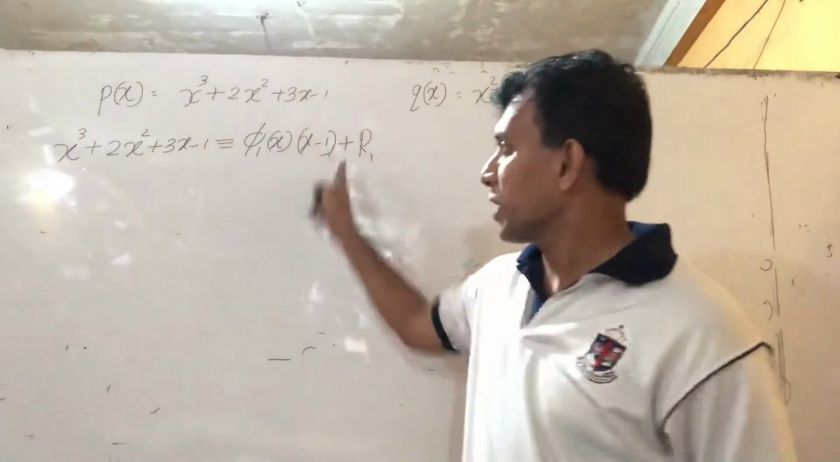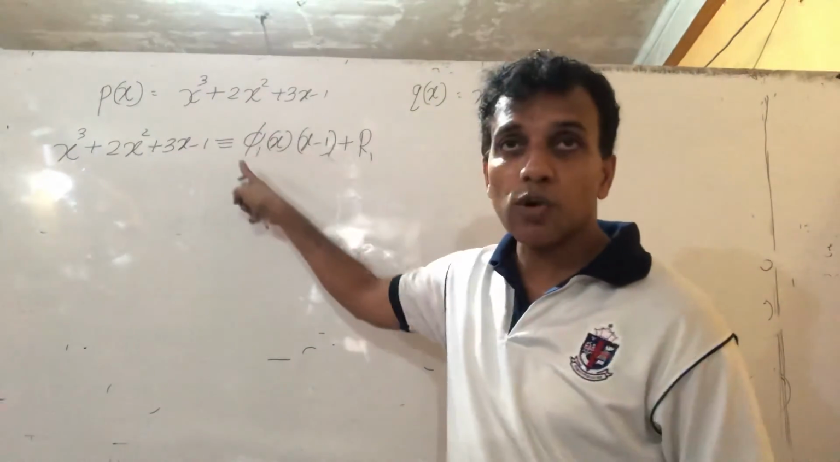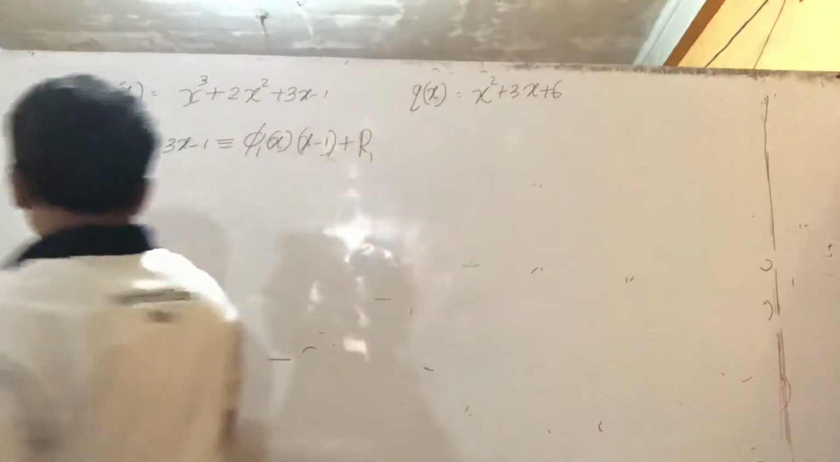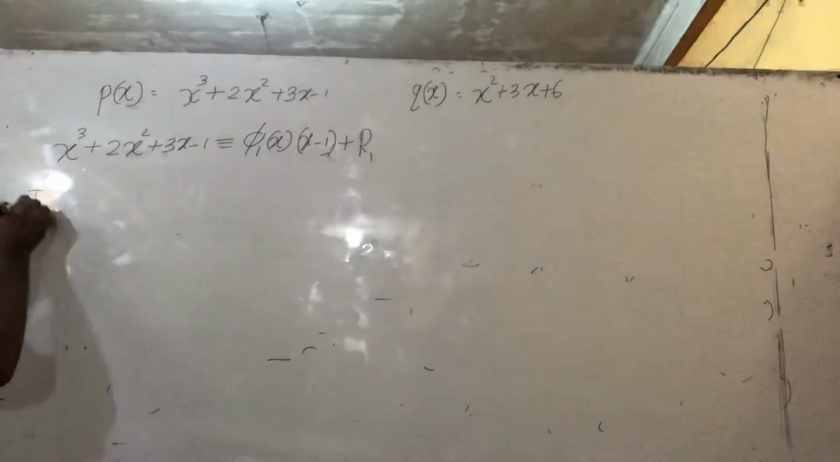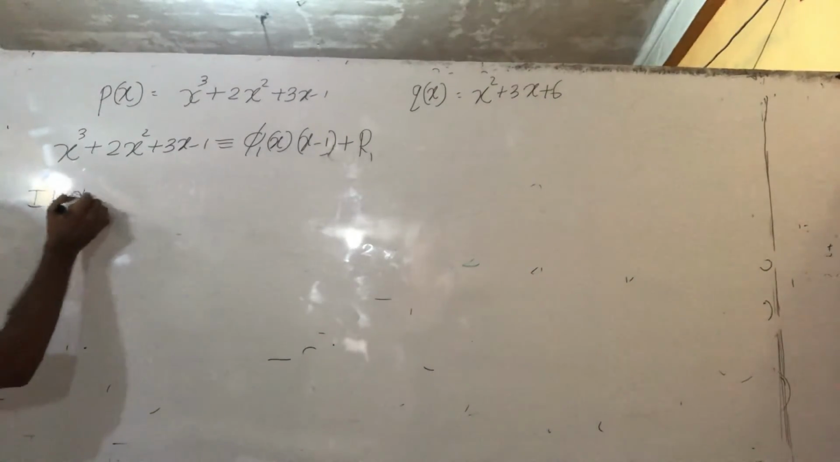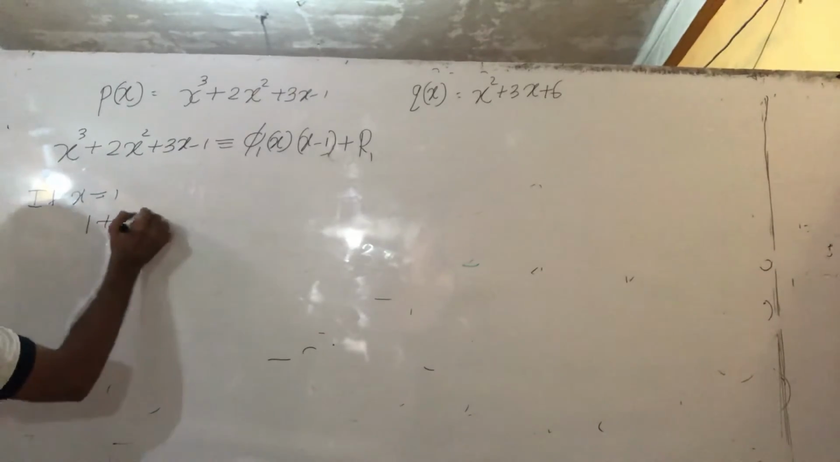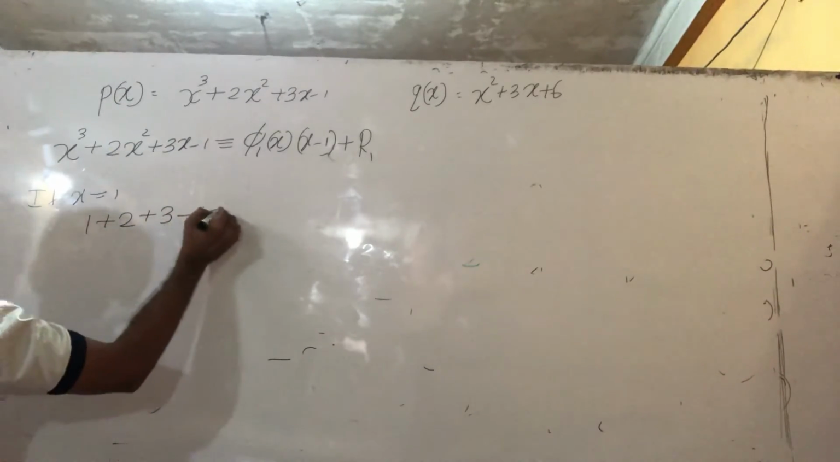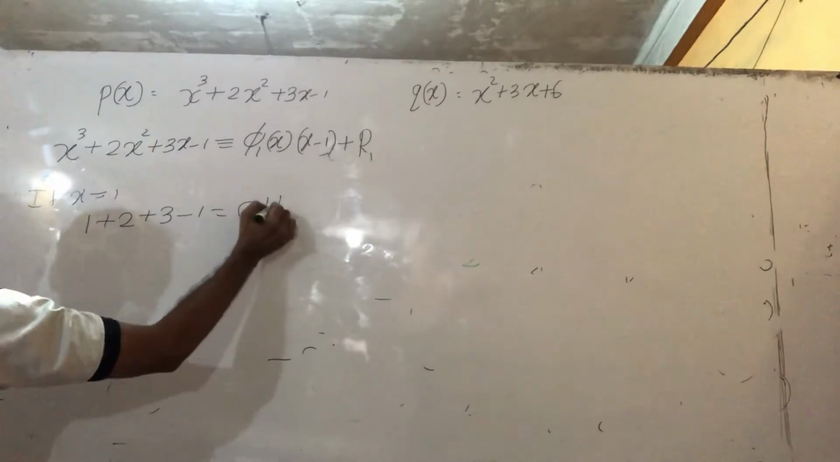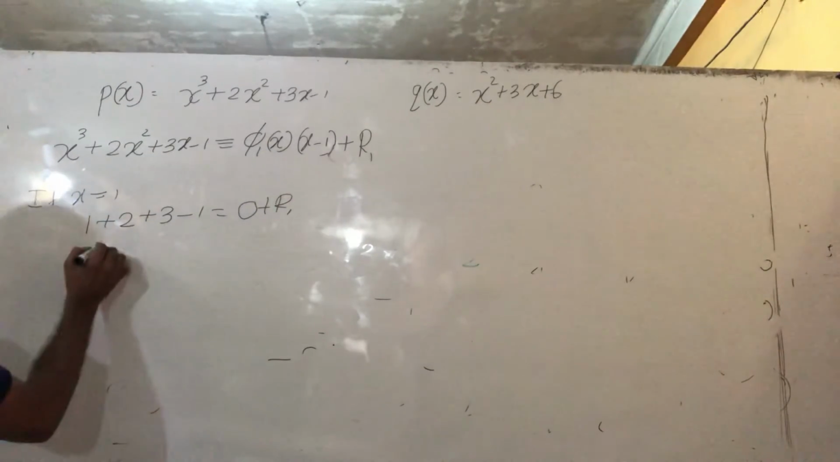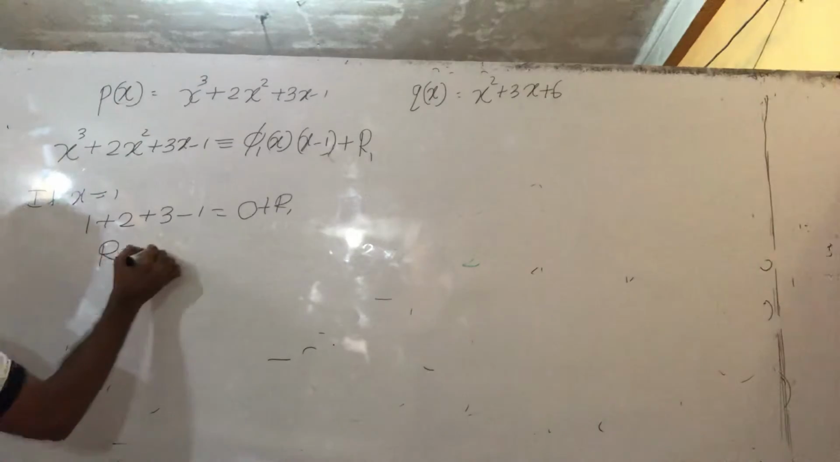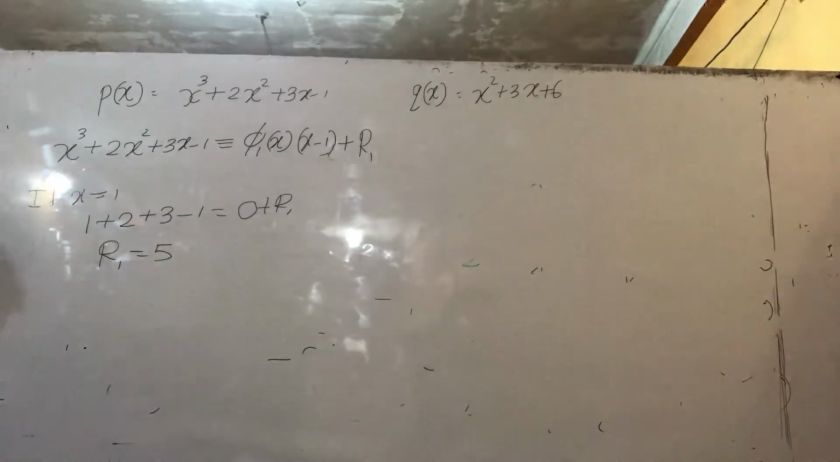Simple case. Put x for 1. Make this part 0 always. If x equals 1, what is that? 1 plus 2 plus 3 minus 1, that is 5, plus 0. Therefore, no problem, your R1 is 5. Is it okay? Check there. The remainder is 5 when you divide by x minus 1.